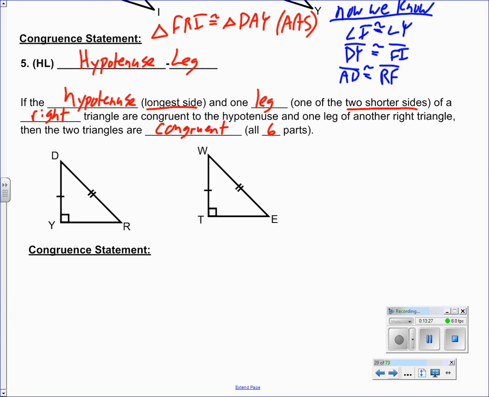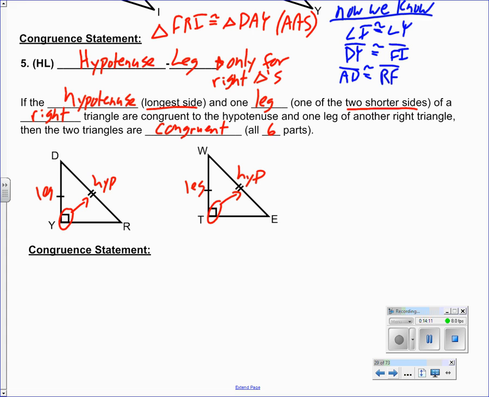So even though it's called hypotenuse leg, we're still checking 3 things. We're checking the hypotenuse, checking the leg, and we have to make sure that it's a right triangle. So this is only for right triangles. So the longest side on a right triangle is always across from the 90-degree angle. Right, that's the hypotenuse. Then either of the 2 shorter sides are called the legs. So that's what we see here.